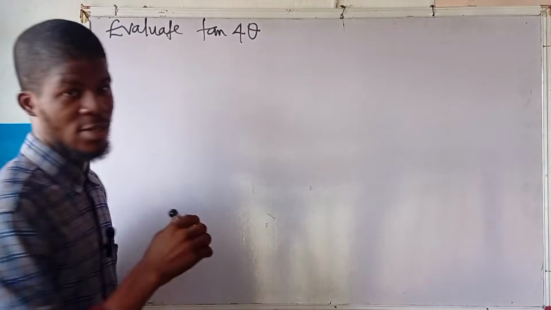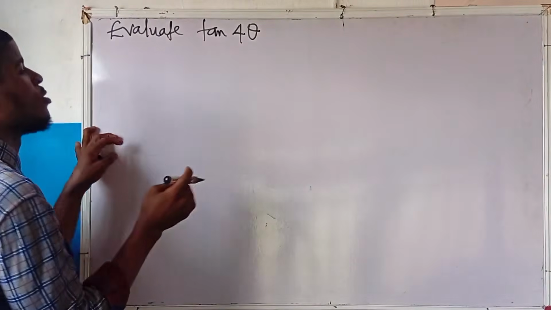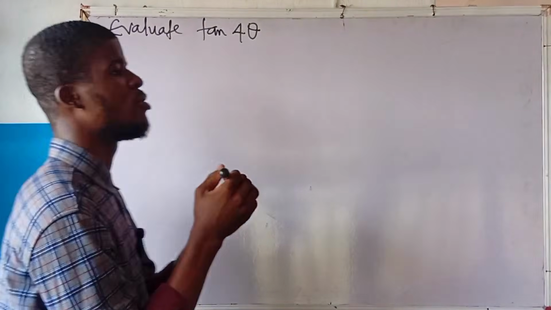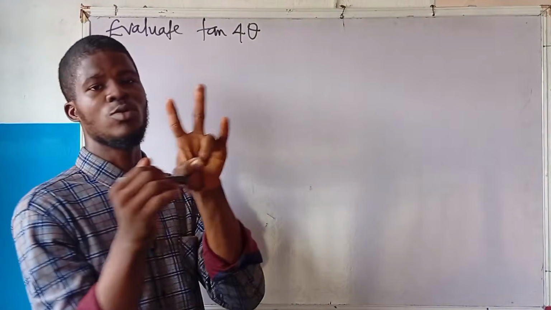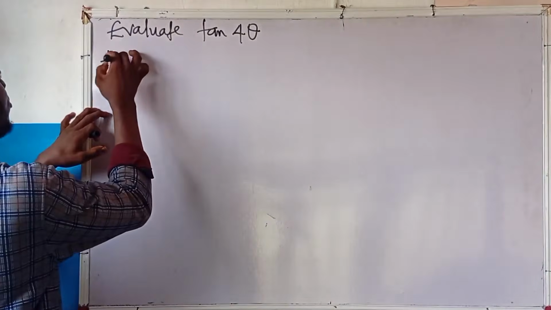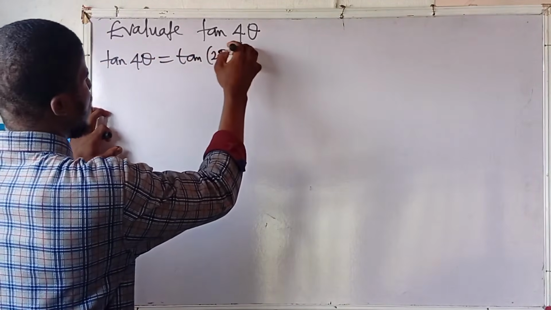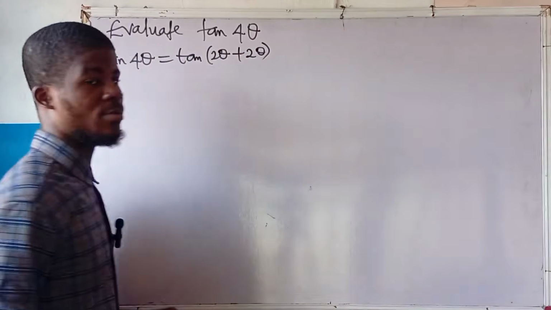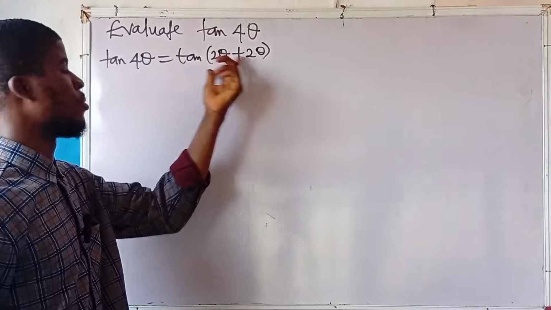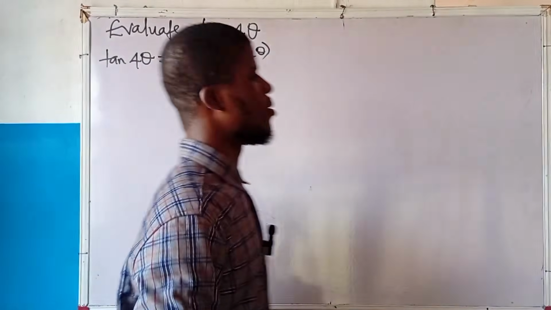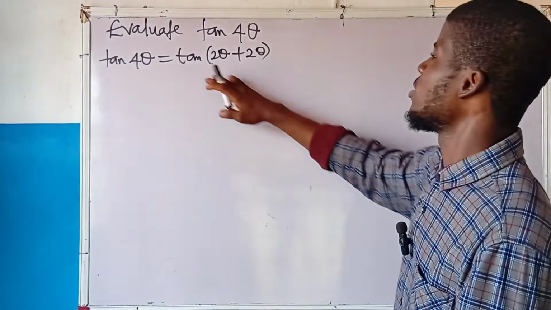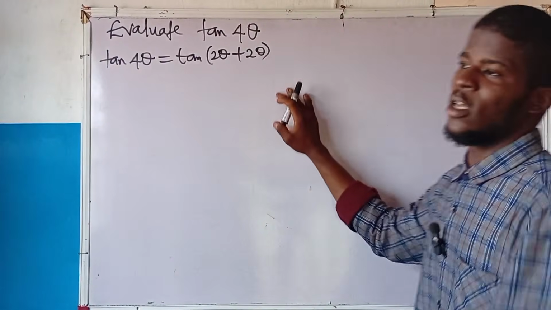This is tan 4 theta, okay? In solving this question, we have to reduce this 4 theta into 2. Tan 4 theta is tan of 2 theta plus 2 theta. You agree with me? If I add the two together, I'm going to get 4 theta. Now, what is tan 2 theta? Or what does this mean in trig?